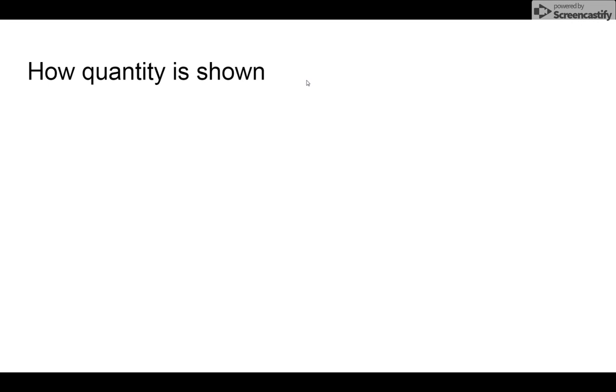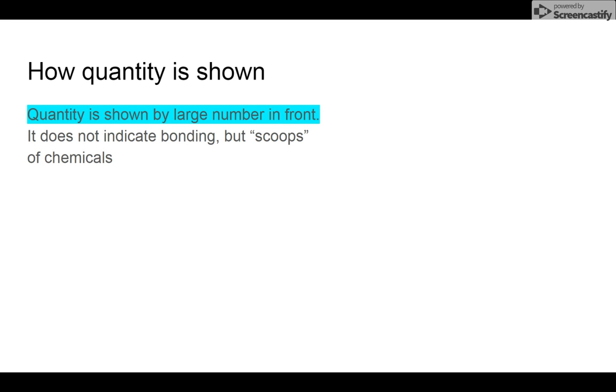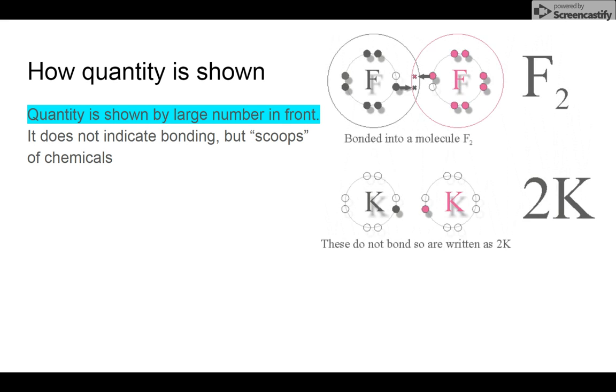Now, when we're counting the quantity of the material, not the way it's assembled, the amount of it, we use large numbers that you can consider to be scoops. For example, F2 is indicating a covalent bond between these two. They have welded themselves together, but 2K refers to two separate potassiums that have come into the room together, but there's no electrons being shared. There's no bond as each of these is going, you take it, no, you take it, no, you take it.